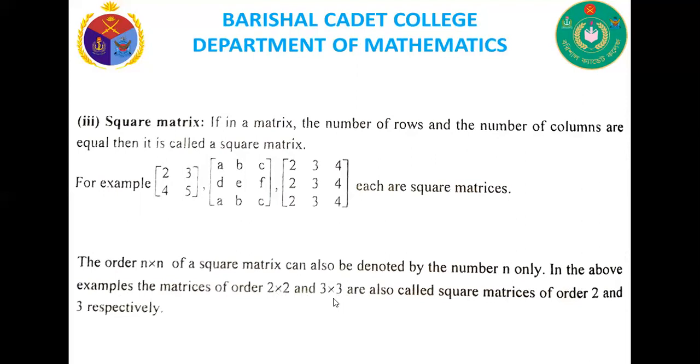If it is a square matrix of order n by n, then we can also call it a square matrix of order n.